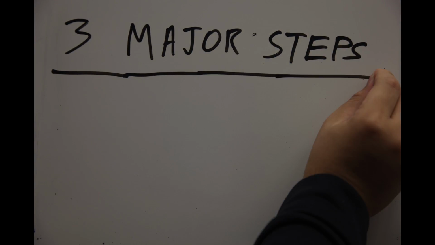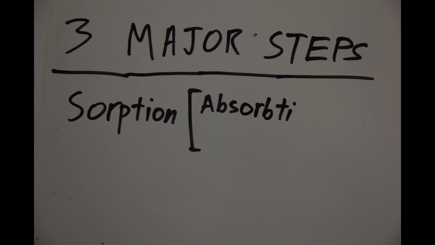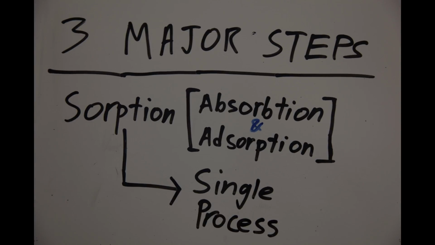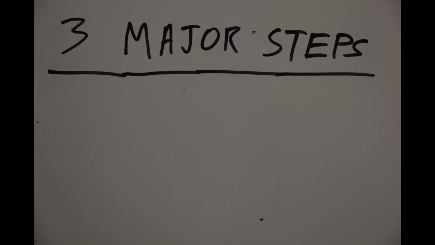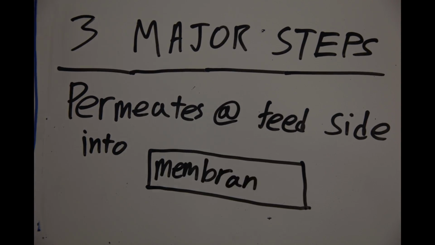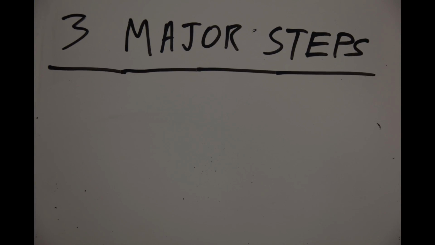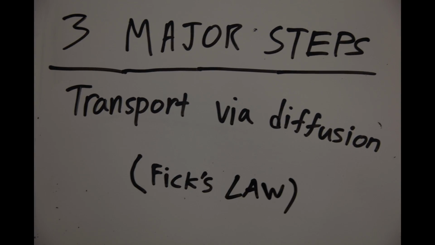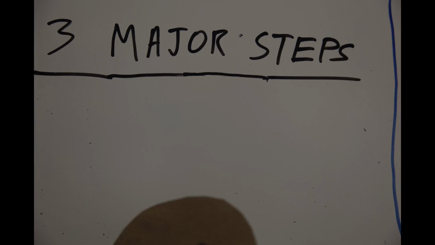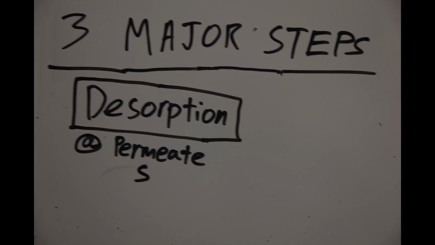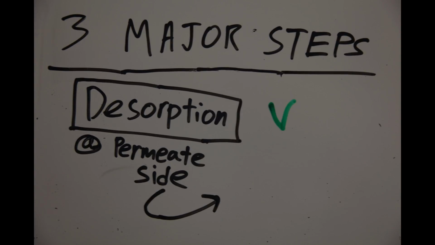Mass transfer through a membrane can be divided into three major steps. First one, sorption, which is the absorption and adsorption, considered as a single process. This permeates the component of the feed side into the membrane. Secondly, the transport of components across the membrane by diffusion according to Fick's law. Third, the desorption at the permeate side into the vapor phase under vacuum.